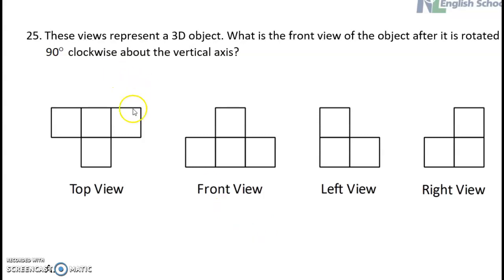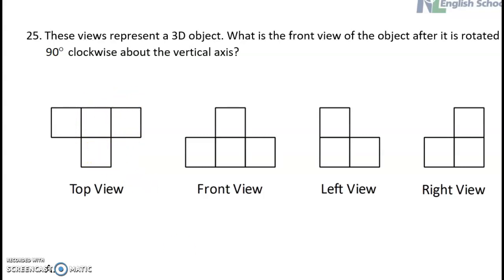In this question, we're given four views that represent a 3D object, and we need to figure out what the new front view is going to look like after we rotate this object 90 degrees clockwise about the vertical axis. So we have a top view, front view, left view, right view. What I'm going to do is use some isometric dot paper here virtually and draw this object and then try to rotate it.